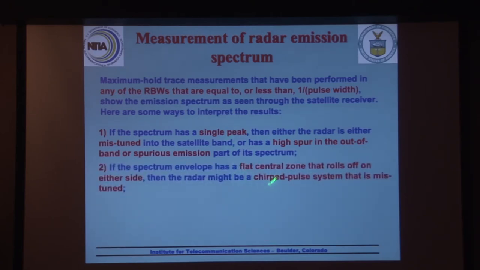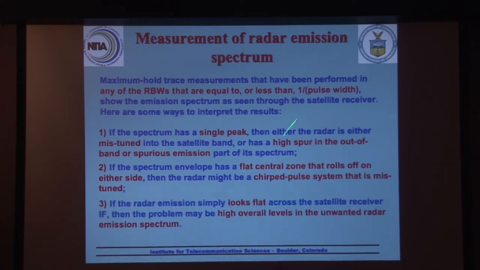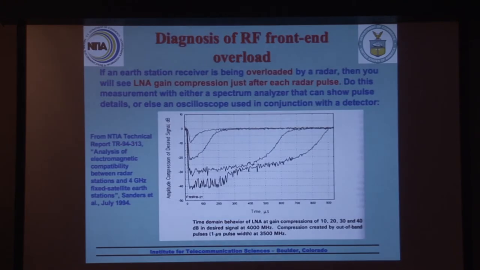If, on the other hand, you see an emission that looks really flat across the satellite receiver IF, then you might be looking at an unwanted emission, or you could be looking at a chirp pulse system, again, that's just been mistuned. That is an FM system. But it's also possible, as I say, that if it looks flat across the satellite receiver, that you may just be seeing radar unwanted emissions out there.